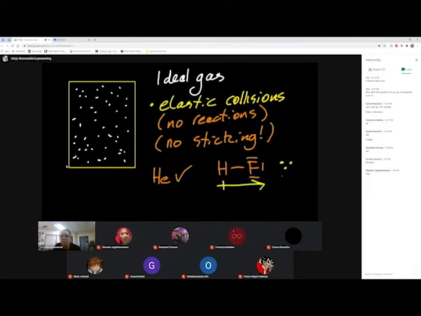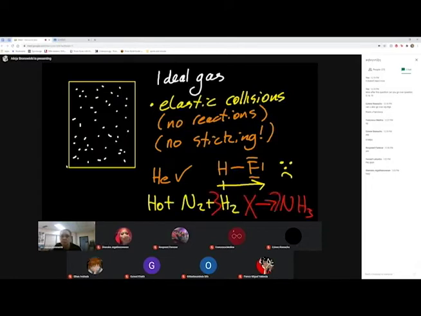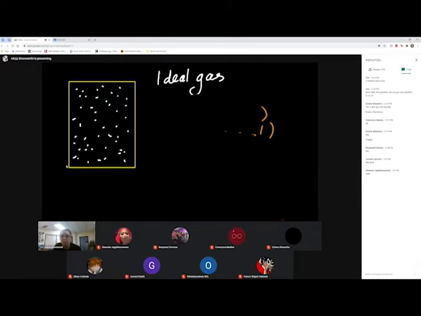Hydrogen fluoride has a strong dipole, so it's quite sticky. So hydrogen fluoride's not going to give us good results with the ideal gas equation. And if I add hot nitrogen and hydrogen, well, that's going to make ammonia. No, they're going to stick together and react. That's going to give me terrible results with the ideal gas equation.